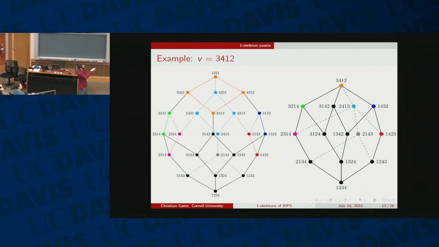In the sense that, say, this blue guy is less than the orange one because some element of the blue equivalence class is less than some element of the orange equivalence class in weak order. So for example, 4231 is less than 4321, which says that we need to include this order relation here. However, it's not actually true that 2413 and 3412 are comparable in weak order themselves. So this edge here is an extra one that was not contained in weak order, but which appears in this Bruhat interval polytope.